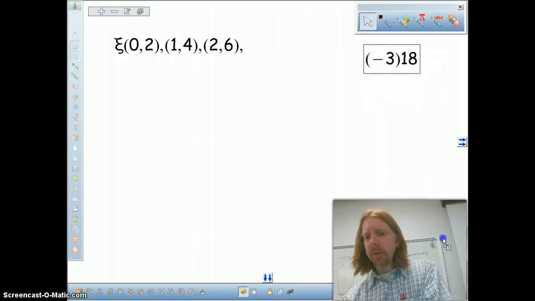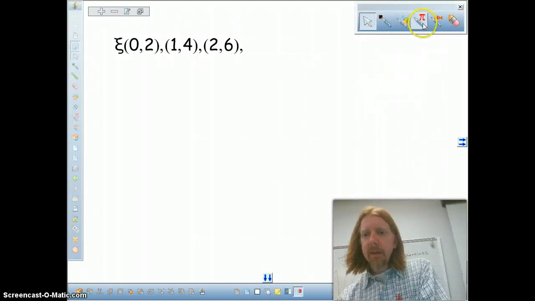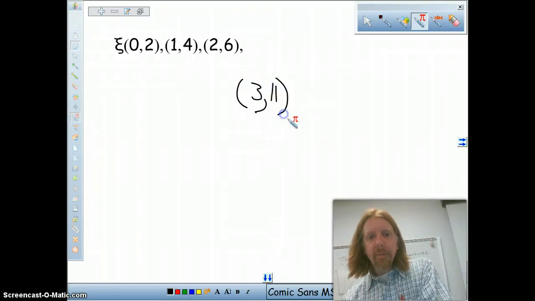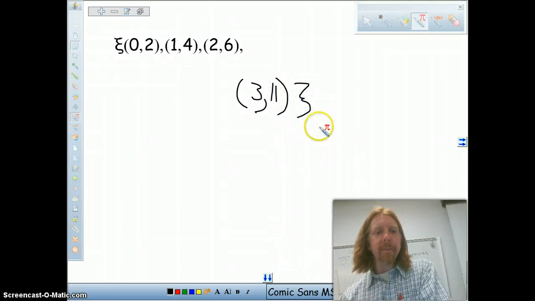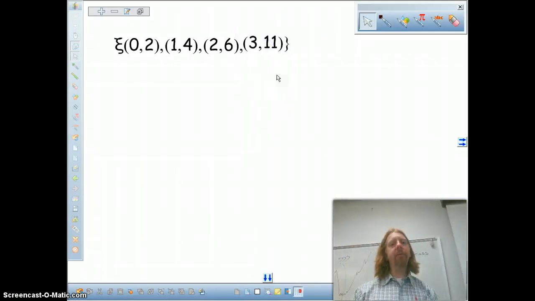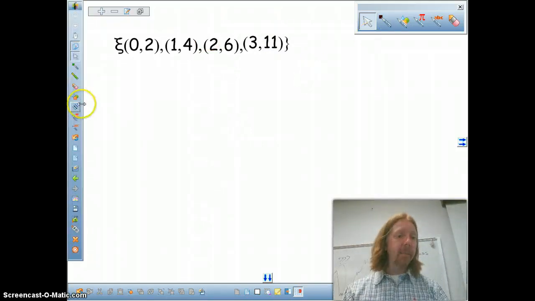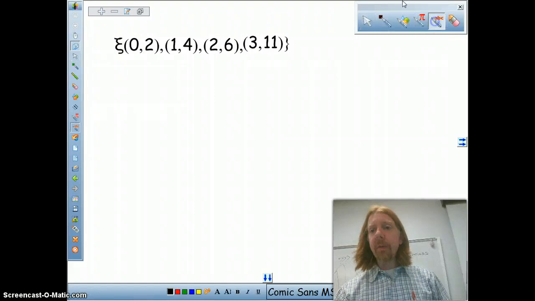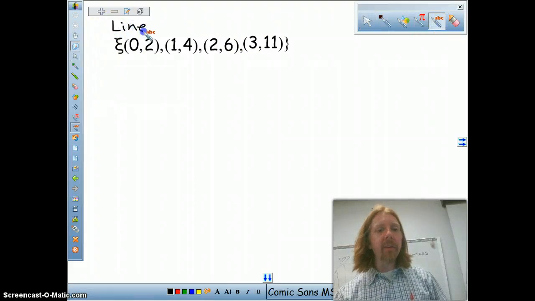No, that's not what I want to do. Let's see. 3, 11. Okay, and then I'll do my curly bracket. Okay, so there I have a set of ordered pairs. Now, before I go any further, I want to put those onto a t-table. So this is what the problem will say. Here are some ordered pairs, and it will ask, does this represent a linear function?